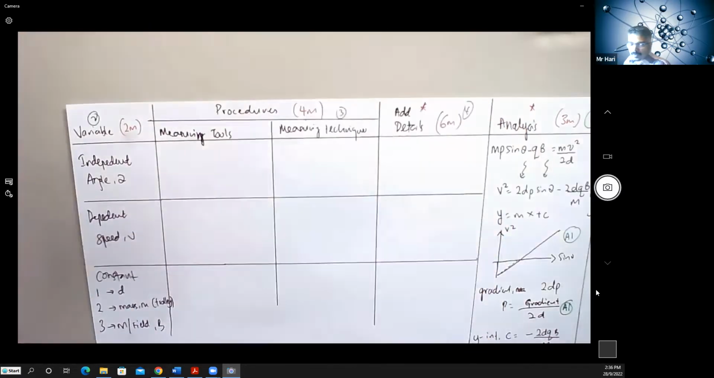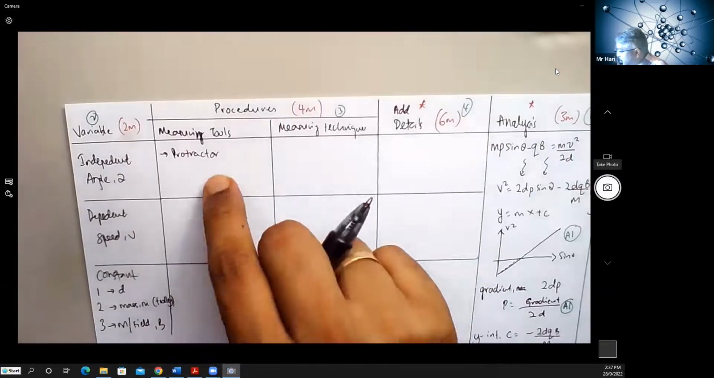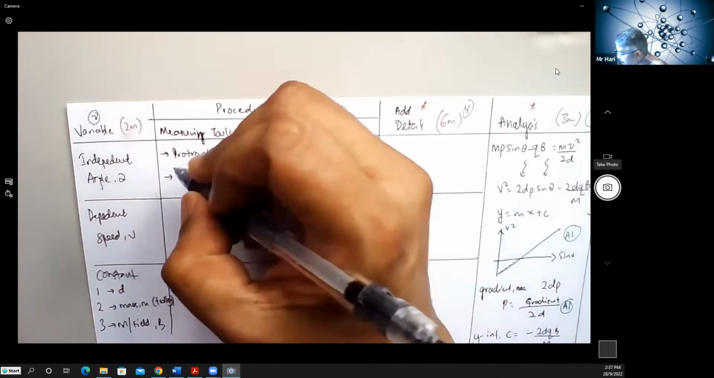So in order to measure the angle, okay, we're going to measure the angle over here. All right. So what is the appropriate tool to measure the angle? Protractor, yes. Okay, some of y'all say protractor. That's good. Protractor is good, right? So we can say the measuring tool is protractor. Another method is using trigonometry.